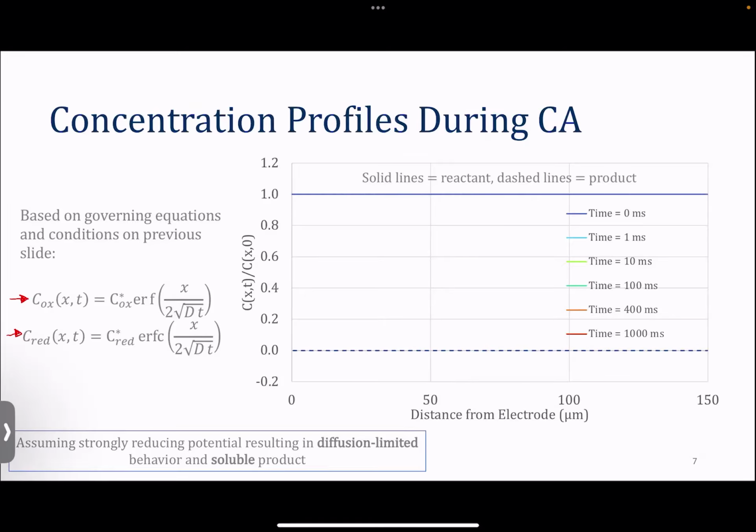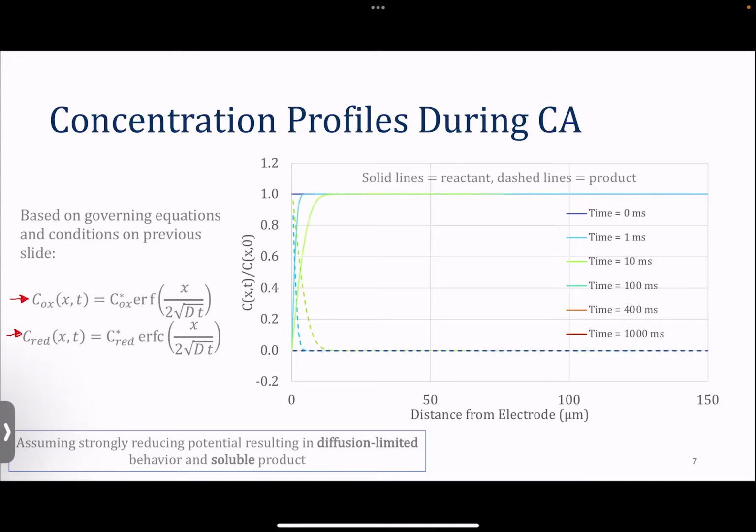Initially, all we have is completely flat concentration profiles. No product, indicated by this dashed line at 0, and our reactant is at the bulk concentration, indicated by this flat line at 1. We've let a little bit of time pass, 1 millisecond, and we've depleted pretty much all of the reactant next to the electrode, and we've started to build up product next to the electrode. We have this sharp concentration gradient and this narrow diffusion layer.